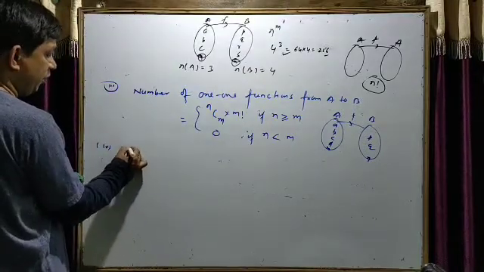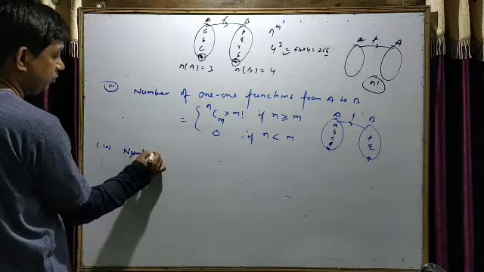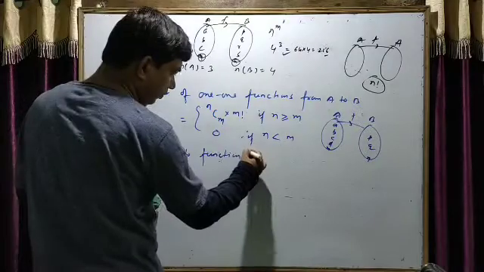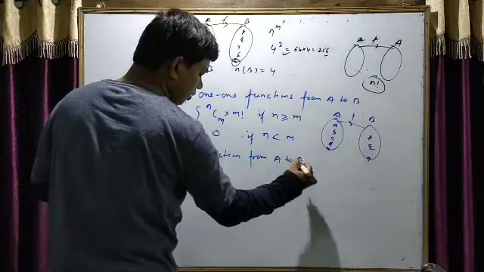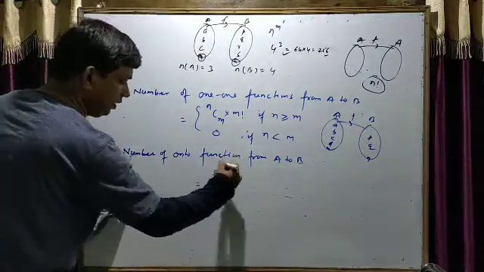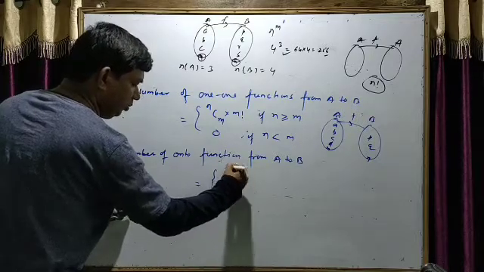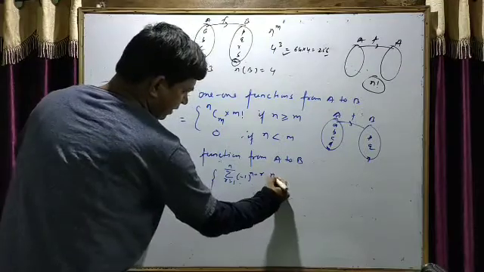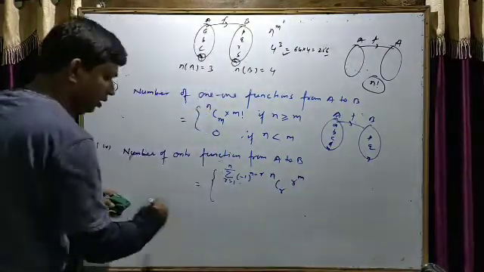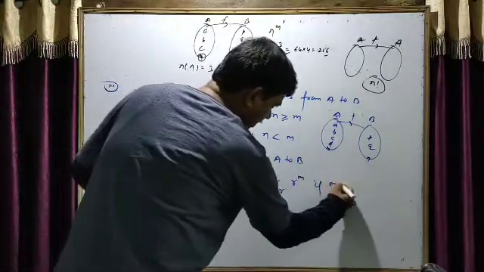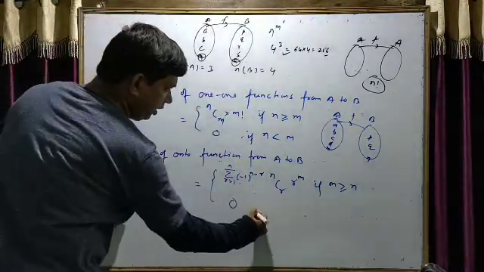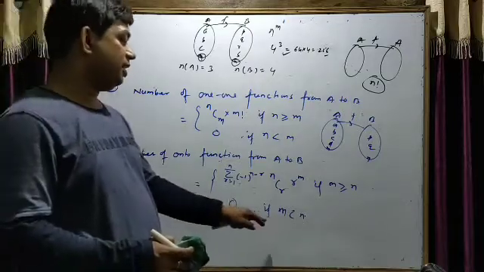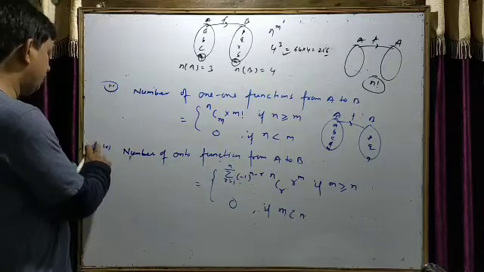Next point, number 4. Number of onto functions from A to B. First is summation r equal to 1 to n of (-1) to the power n minus r, nCr, and r to the power m, if m is greater than or equal to n, and it is 0 if m is less than n. Means the number of onto functions is 0 if m is less than n. So these are the formulas that I wrote today.